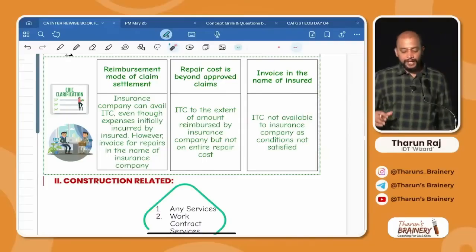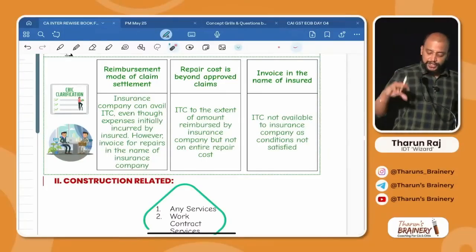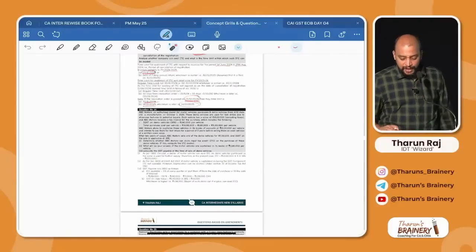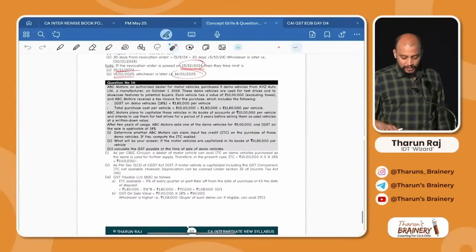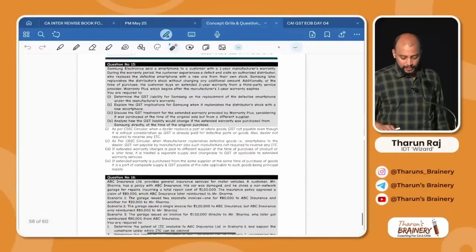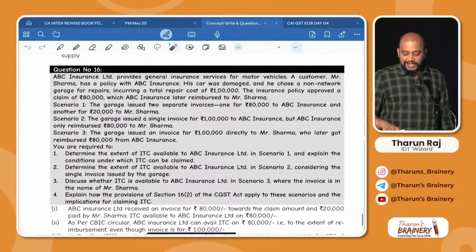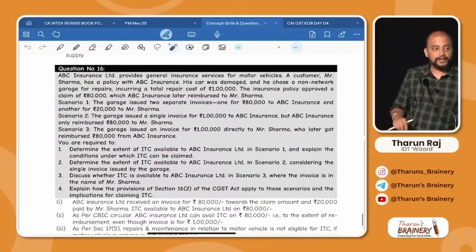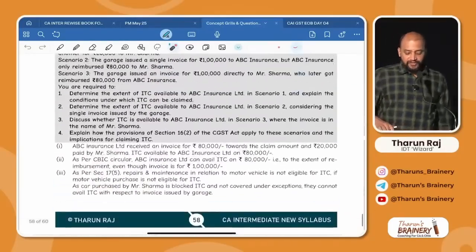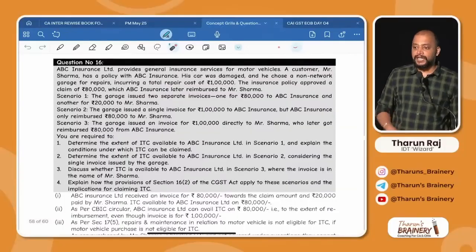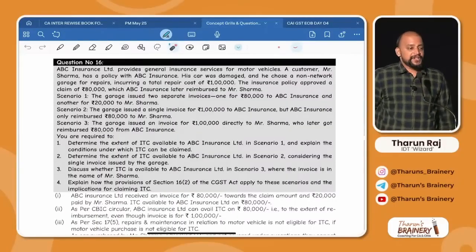Understood? Now, related to this particular circular, I gave one question on amendment. Page 58, question number 16, question on amendments. Take the workbook and see. Question number 16.